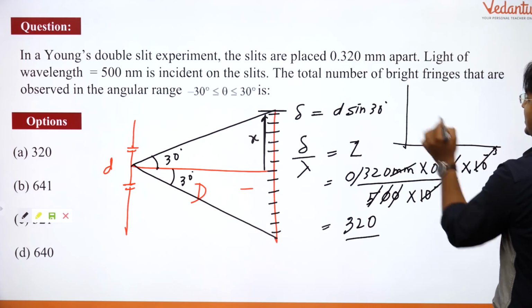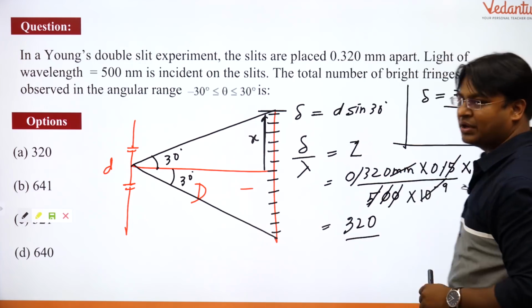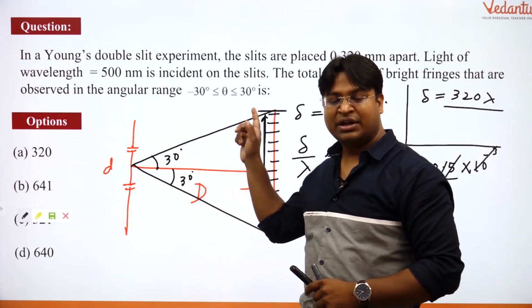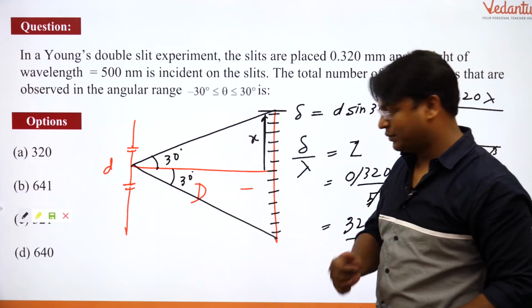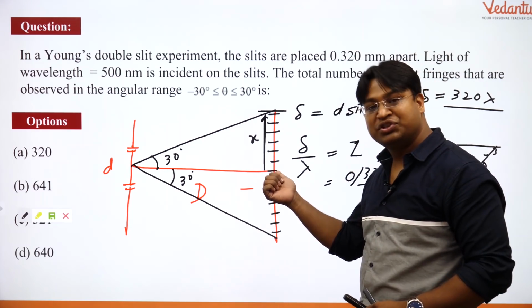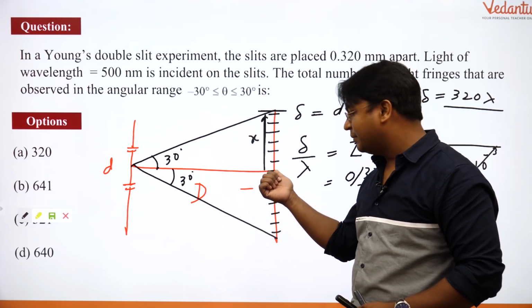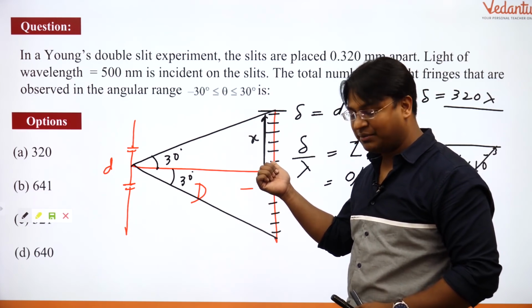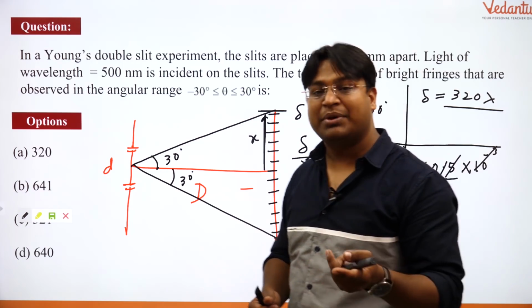So this number tells us that delta is 320 times lambda. The path difference here is 320 times lambda. What does this mean? Let's have a look. Path difference here would have been 0. Then as we go up, the path difference would increase. It will become, let's say, 1 lambda at some point, so we'll get a maxima there. Going further, it will become 2 lambda.